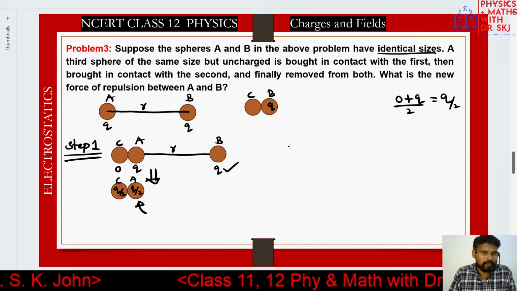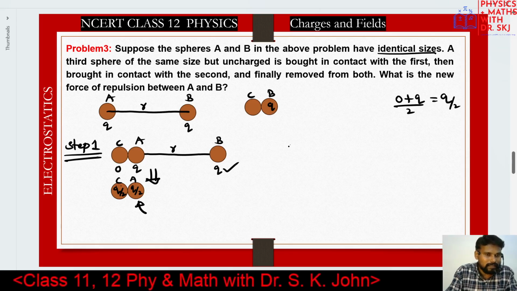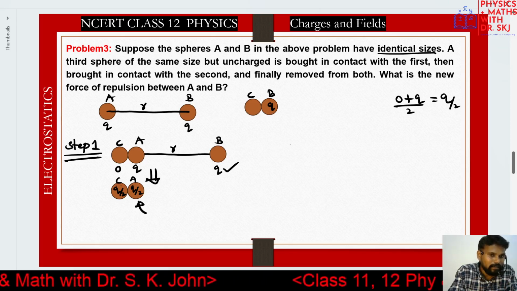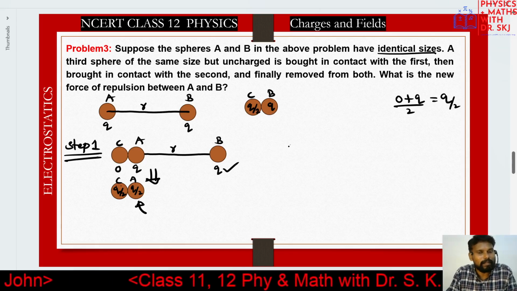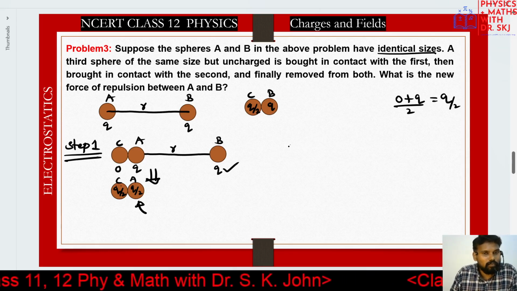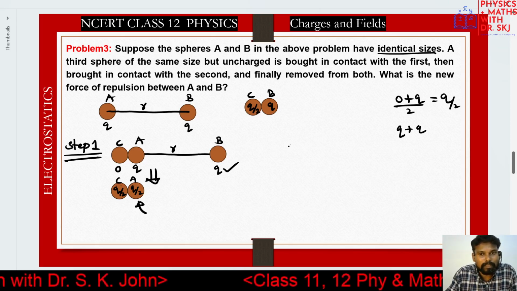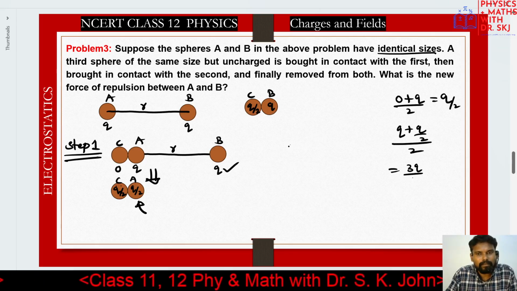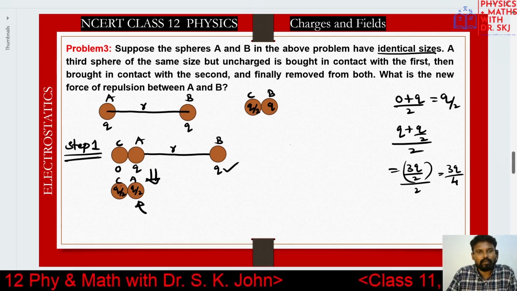This is a sequential process. First C was neutral, and then in step one, we brought C in touch with A, so C got a charge of Q by 2. So now C has a charge of Q by 2, and when B and C touch each other, their charge will become the average. How can we find the average? Q plus Q by 2, divided by 2. What is Q plus Q by 2? 3Q by 2, right? Divided by 2, okay, 3Q by 4.